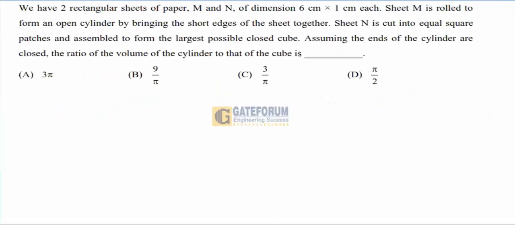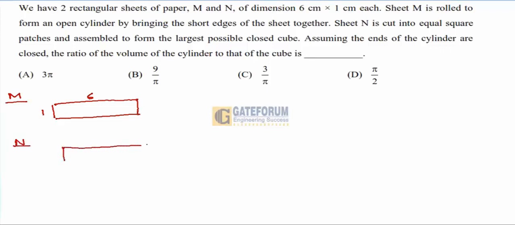We have two rectangular sheets of paper, M and N, of dimension 6 centimeter into 1 centimeter each. Okay, let us just draw them a bit. This is one of them. See, this is 6, this is 1. Let us suppose this is sheet M, and sheet N is the same type.